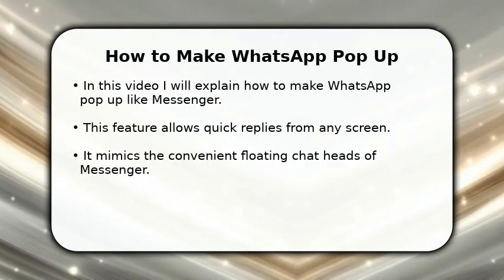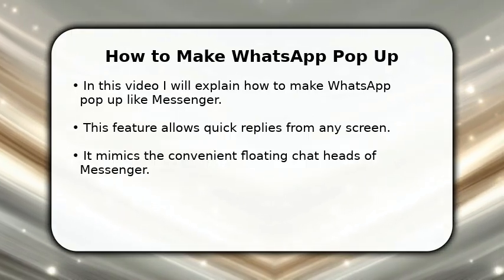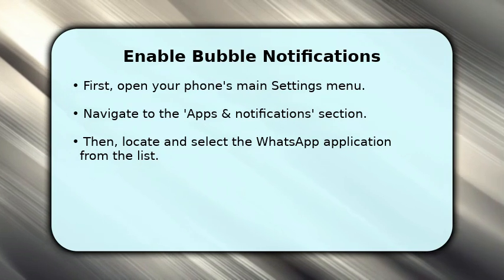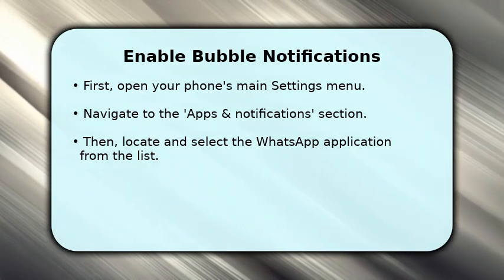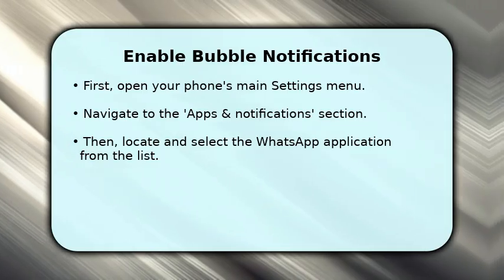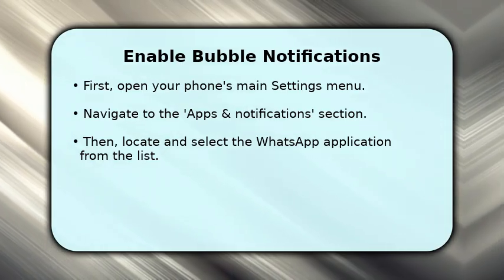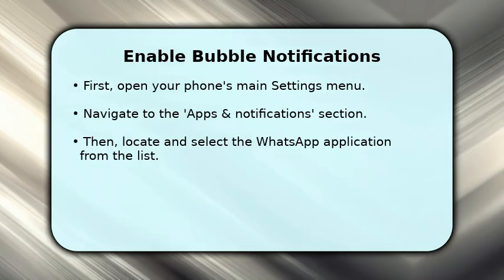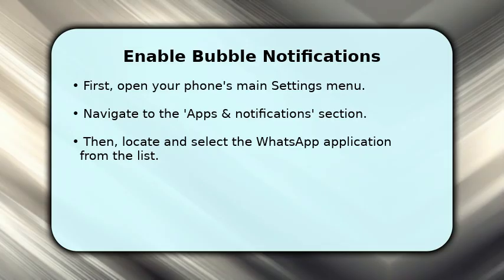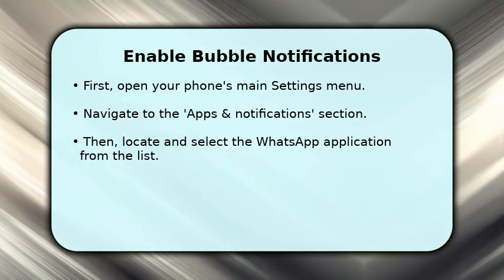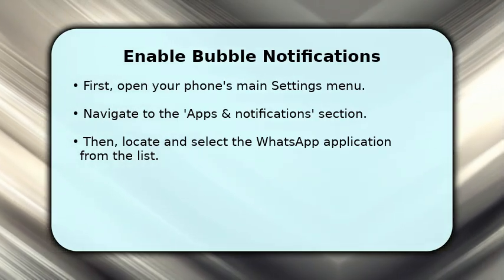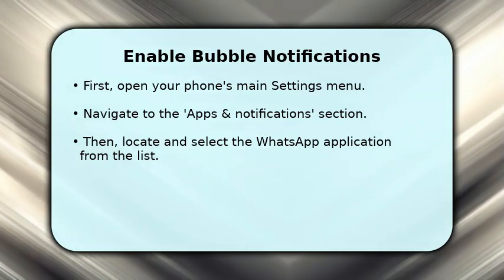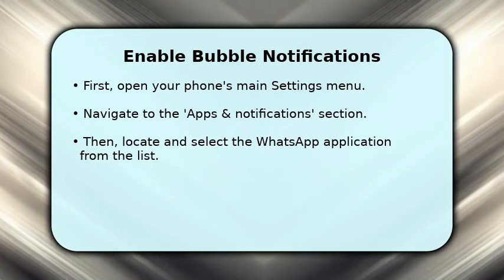Let's dive into the simple steps to enable this handy function on your device. To begin, you'll need to open your phone's main settings menu. Once there, navigate to the Apps and Notifications section, which is usually found near the top. Next, locate and select the WhatsApp application from the comprehensive list of installed apps. After selecting WhatsApp, tap on Notifications to access its specific notification settings. This is where we will enable the pop-up feature.